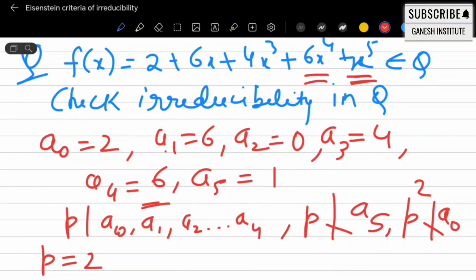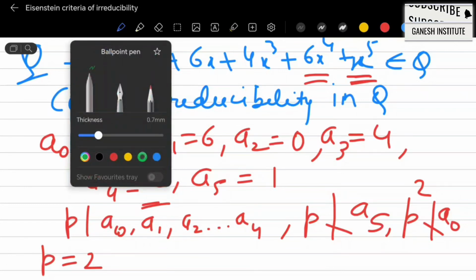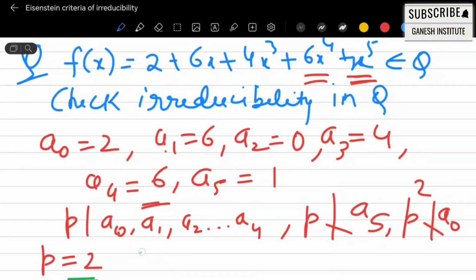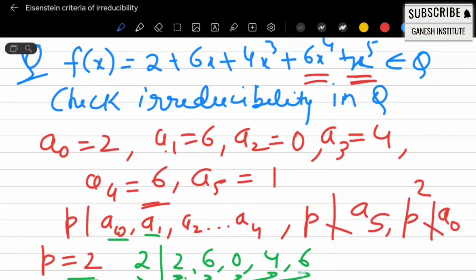So if I write 2, can you see that 2 divides a naught, which is 2, a1 which is 6, a2 which is 0, a3 which is 4, a4 which is 6, and that's it. So can we see that 2 is dividing every single number here? Correct. So this condition is satisfied.